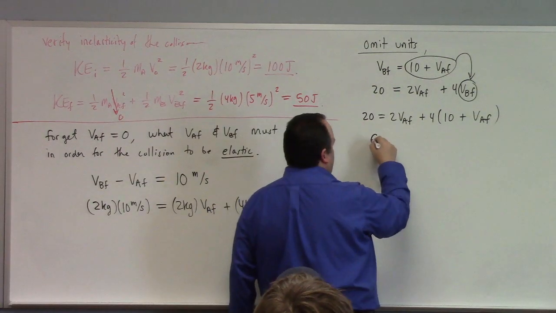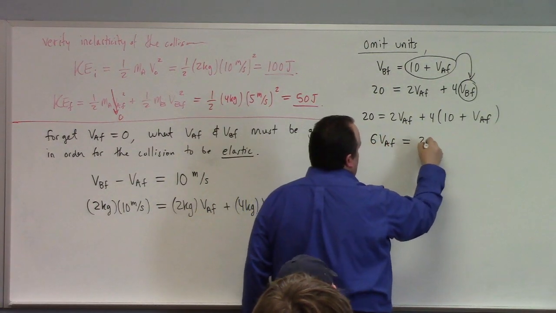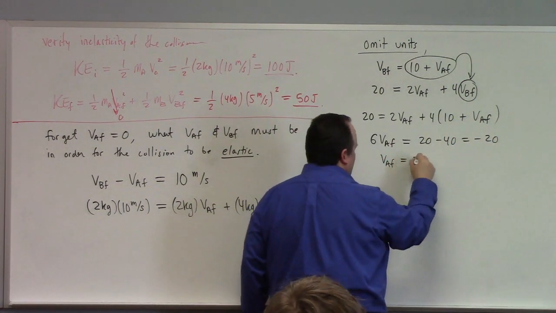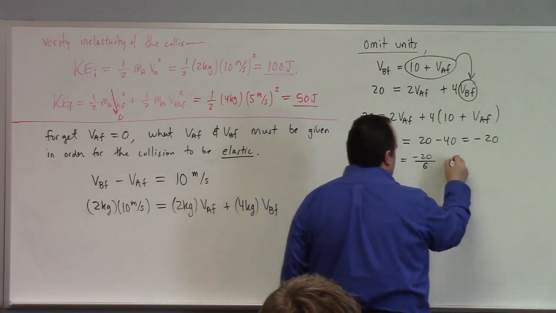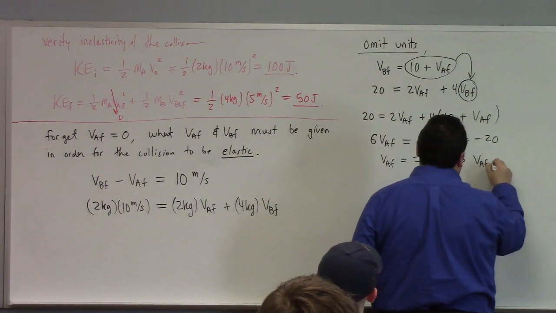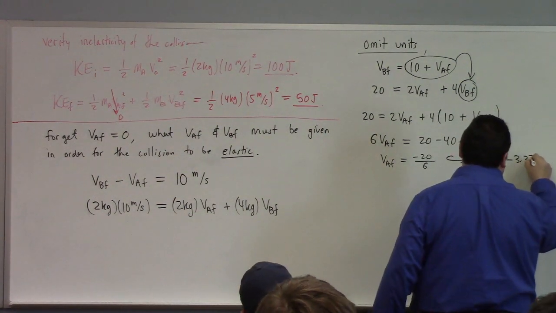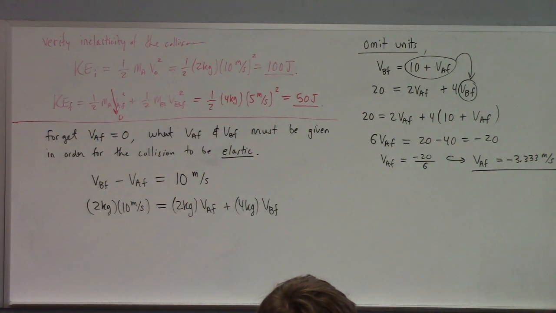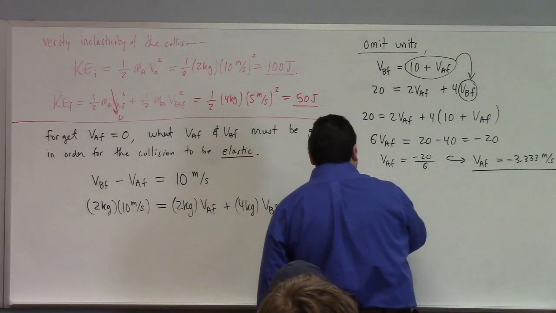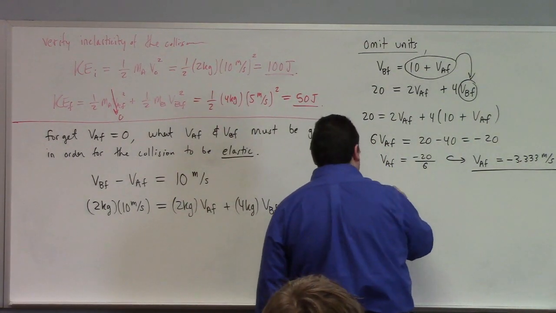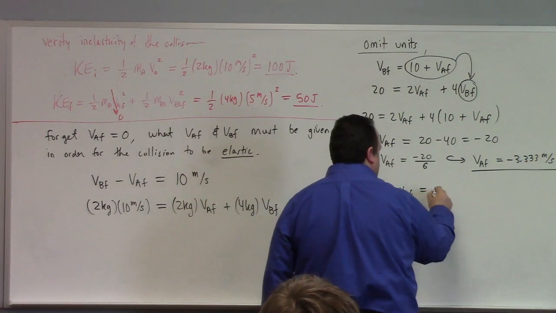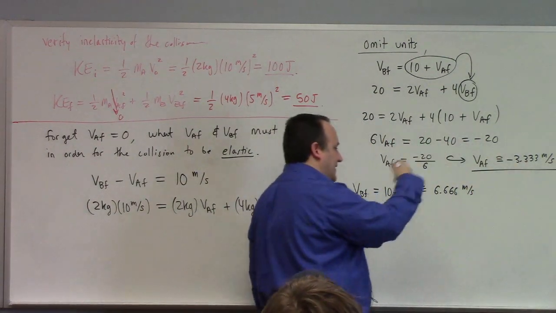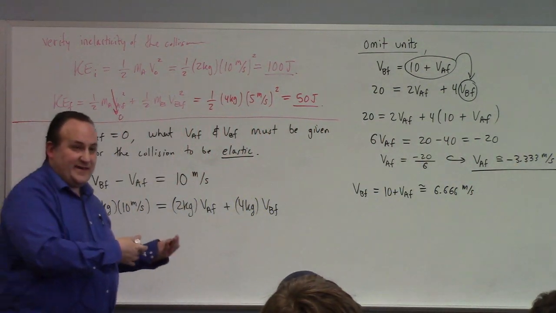which then gives me 6 times the final A velocity is equal to 20 minus 40, also known as minus 20. So therefore VAF is minus 20 over 6. Putting the units back in, VAF is equal to minus 3.333 meters per second. And what's VBF? Well, VBF is 10 plus VAF, so that makes it 6.666 meters per second, approximately, of course. It's an unending decimal, truth be told. There you go, that's what has to happen.